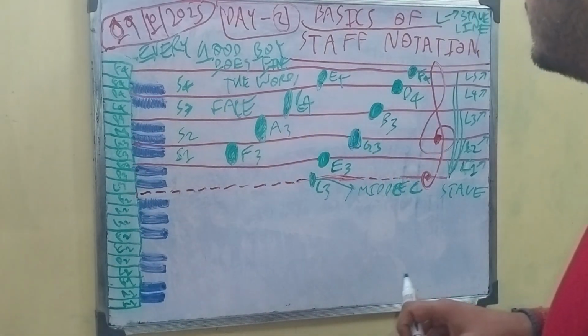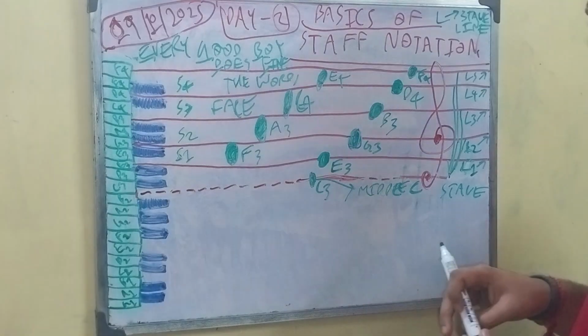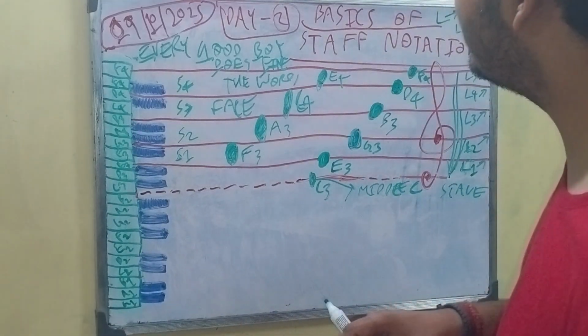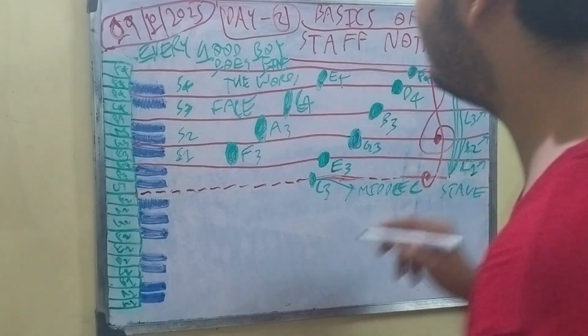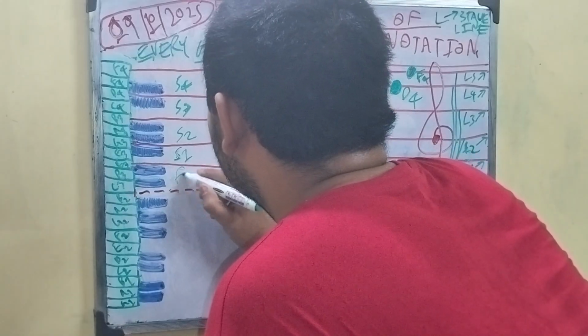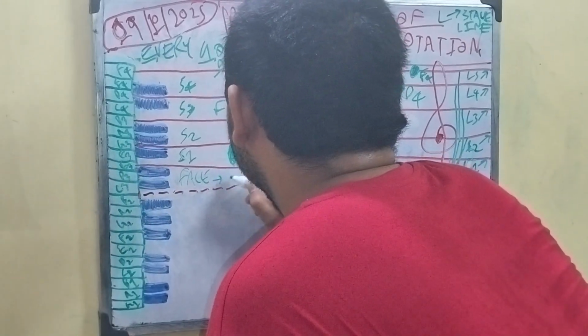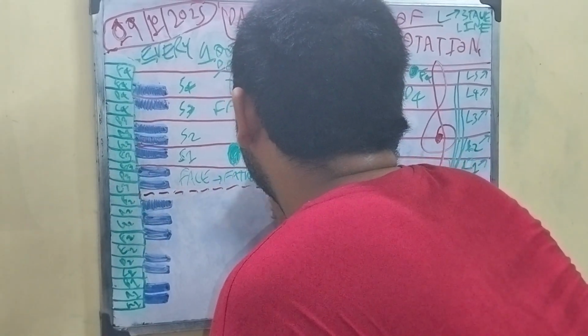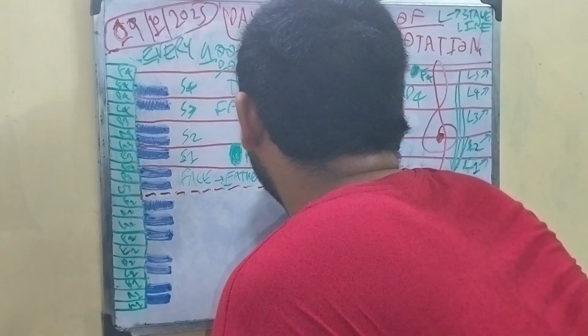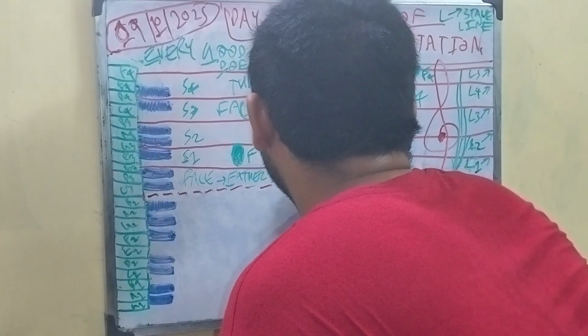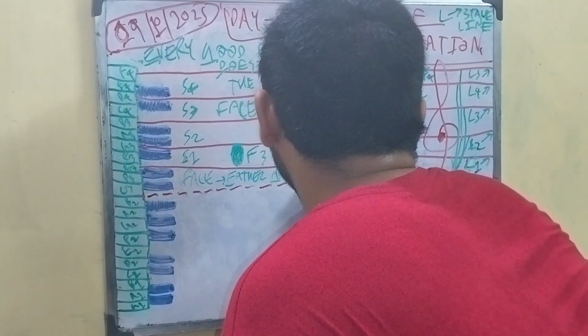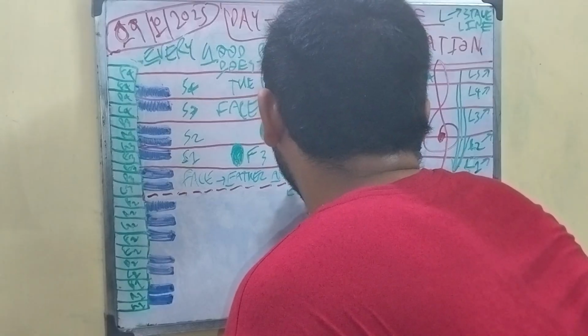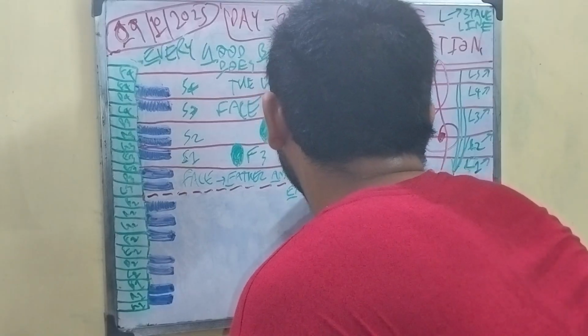Now let's come to the bass clef. There is also an acronym for FACE, which is father and child eats. Let me mention it here. F for father, underlining the man. A for ant, C for child, E for eats. Father and child eats.